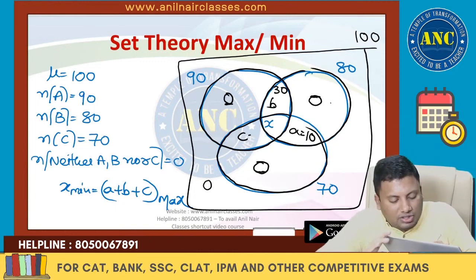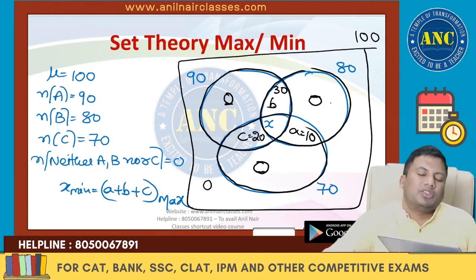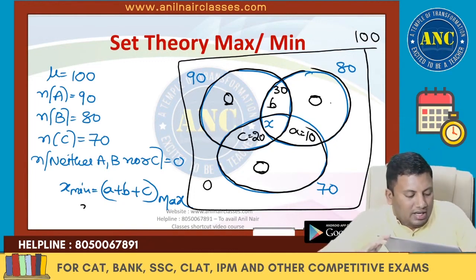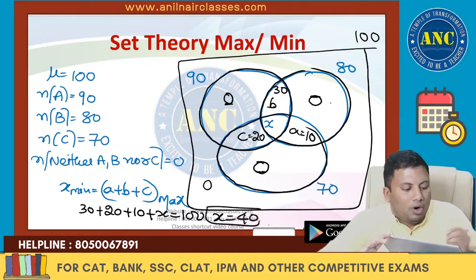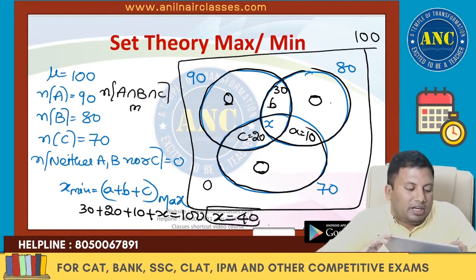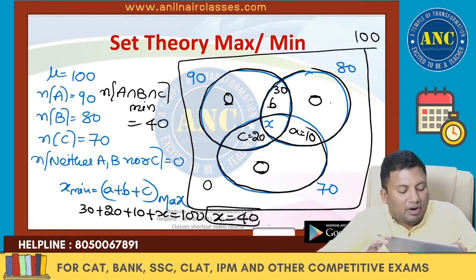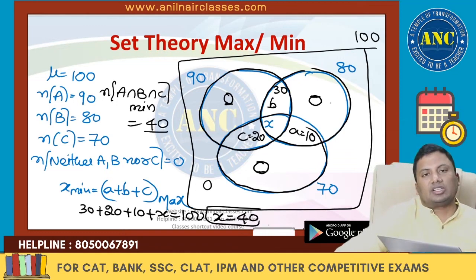So give c value 20. Are you all with me? So the answer is 30 plus 20 plus 10 plus x, remaining all are 100. So x value is nothing but 40. I hope you have understood how to determine the minimum value of A intersection B intersection C, which is nothing but 40, by using the traditional method.